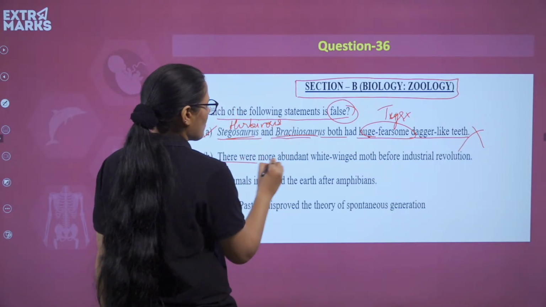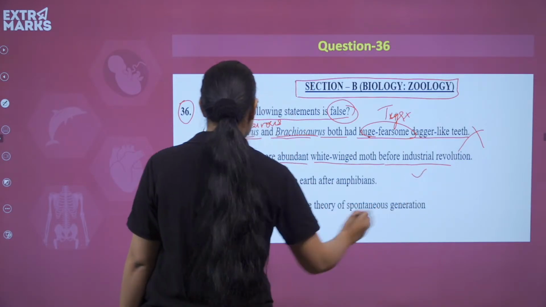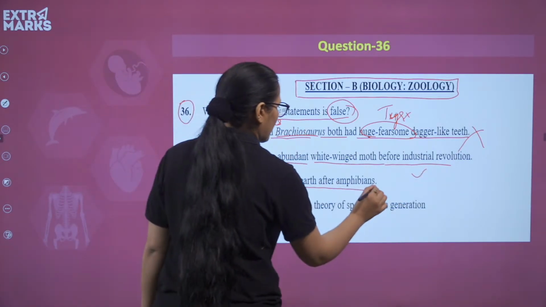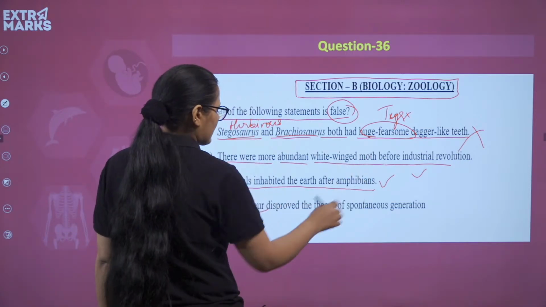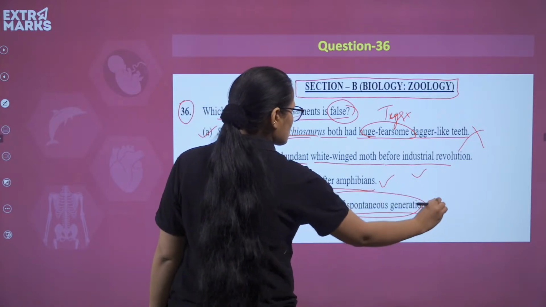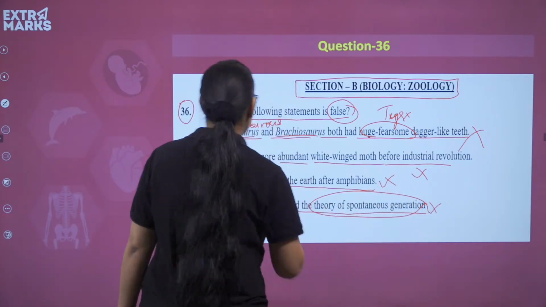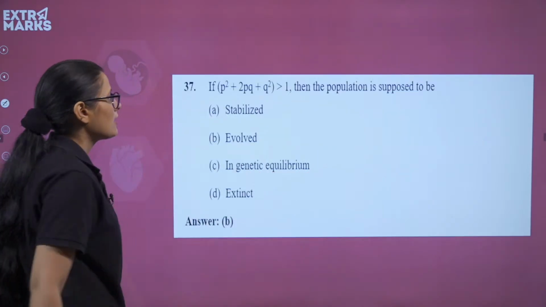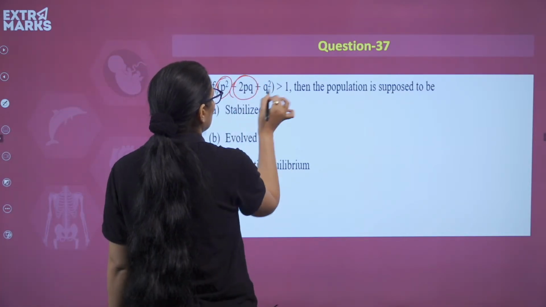Tyrannosaurus has huge fearsome dagger-like teeth, whereas Stegosaurus and Brachiosaurus are herbivores. Next, there were more abundant white-winged moths before the Industrial Revolution, which is correct. Mammals inhabited the earth after amphibians is also incorrect. Louis Pasteur disproved the theory of spontaneous generation, this is also correct. So these statements are correct, so they cannot be the answer. Answer is option A.